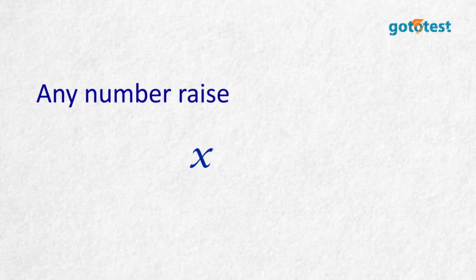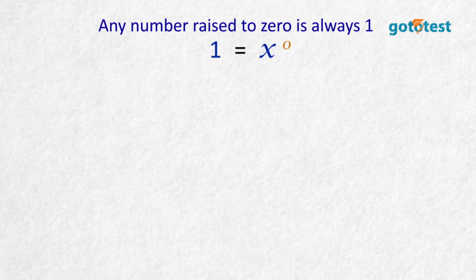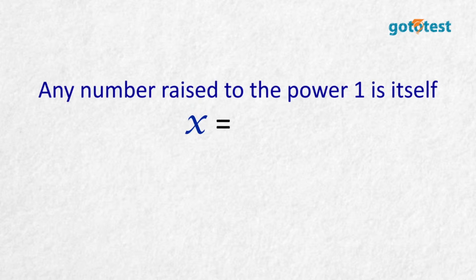Any number raised to 0 is always 1. The reverse is also true. 1 can be written as x to the power 0. Also, any number raised to the power 1 is itself. The number x can be written as x to the power 1.